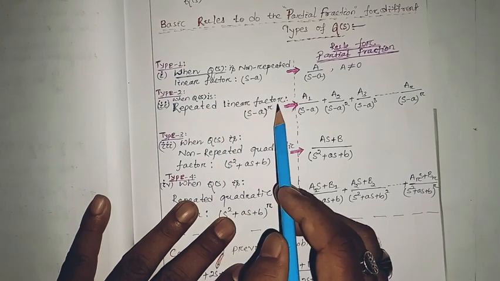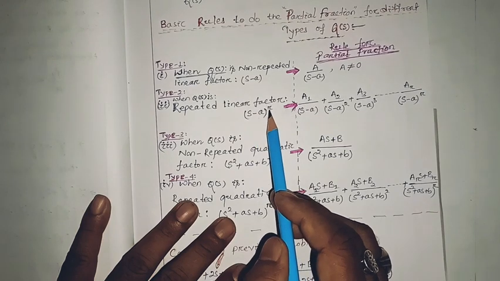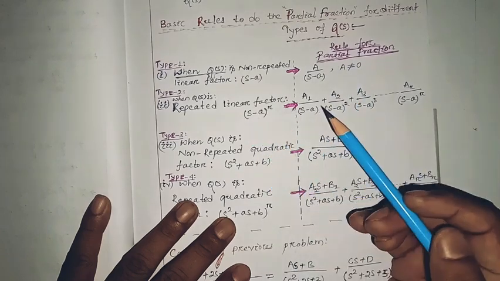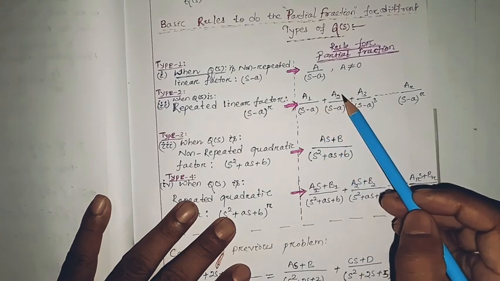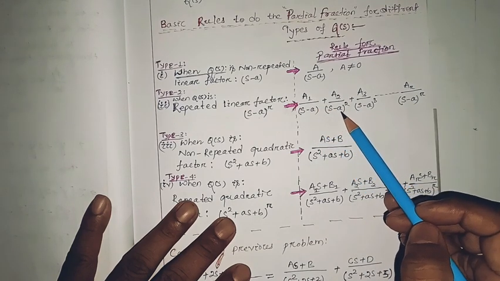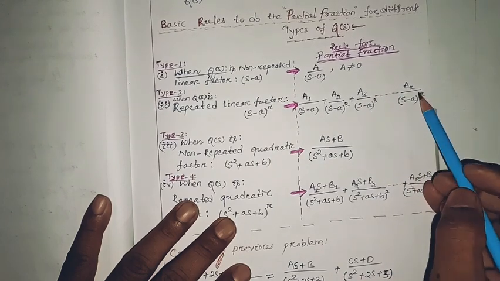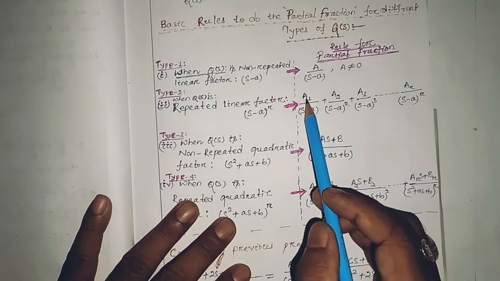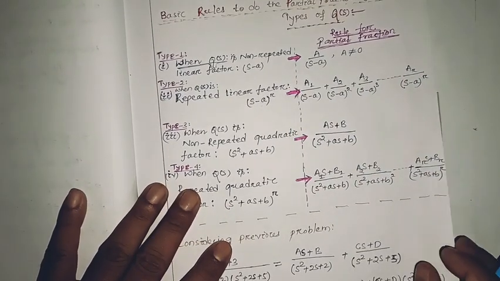Suppose the denominator, that is your Q(s), has a repeated linear factor, in the format (s-a) to the power r. Then the partial fraction for this situation will be written as a1/(s-a) + a2/(s-a)^2 + a3/(s-a)^3, and so on, up to ar/(s-a)^r. Then we are going to solve and find a1, a2, a3 and ar. How we solve that, you will be clear whenever we discuss the numericals.